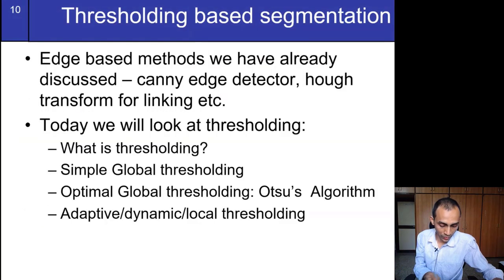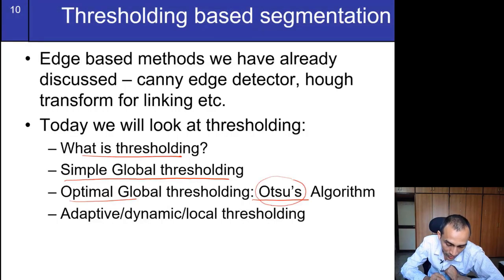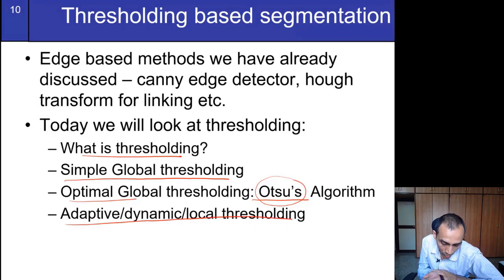So in the next class, we are going to talk about what is thresholding. We'll see a simple global thresholding mechanism, and then we'll discuss more optimal thresholding methods, which was presented by Otsu. And this is one of the algorithms which is available in all the image processing libraries, OpenCV or MATLAB, if you want to find out a good threshold value in an image. And then also some refinement and doing more local thresholding or adaptive thresholding.